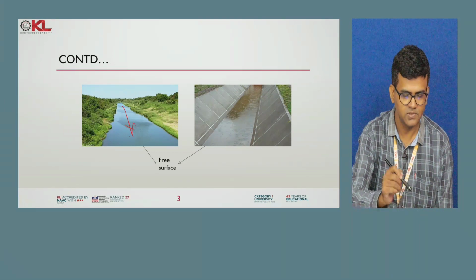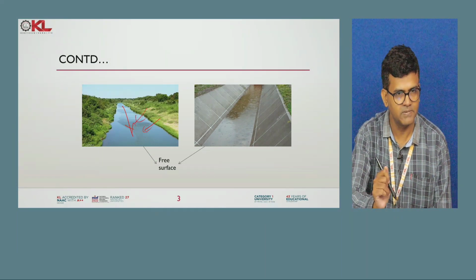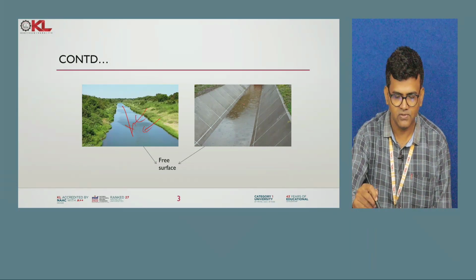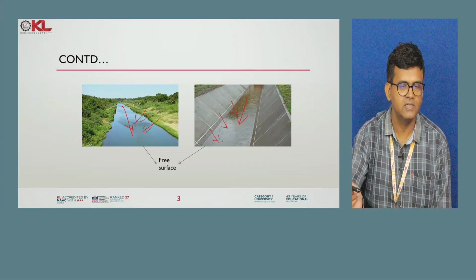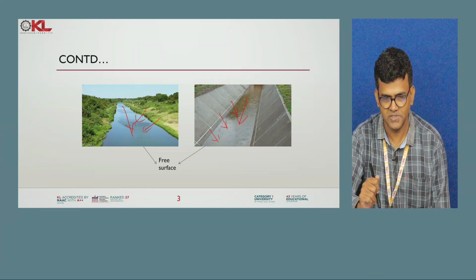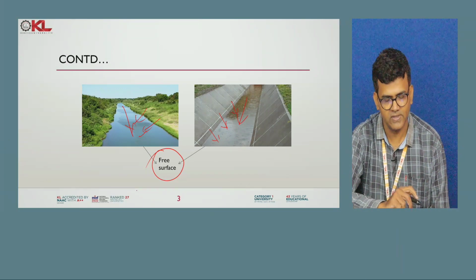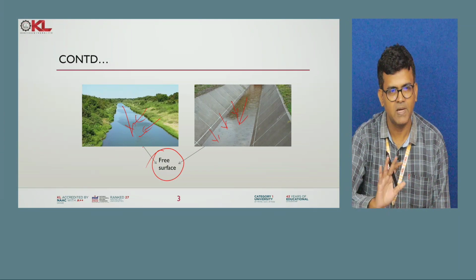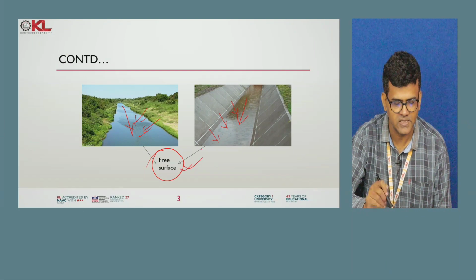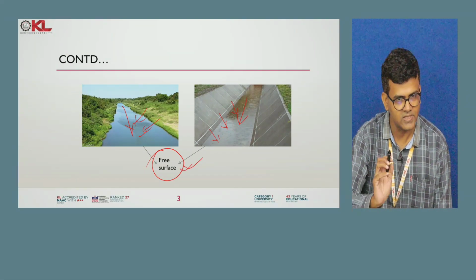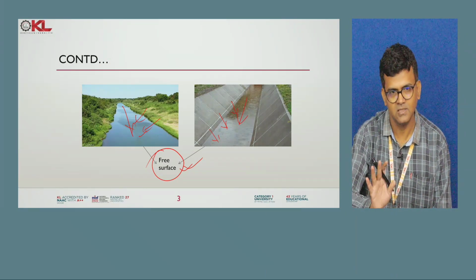Suppose this is the flow direction. The top surface is subjected to atmospheric pressure. Here also, this is the flow in the canal. The top surface is subjected to atmosphere. So both come under the category of open channel flow. And this top surface is called the free surface, as there is no pressure apart from the atmosphere. Only atmospheric pressure is there. That's why it is called the free surface. The free surface is the surface on which only atmospheric pressure exists.